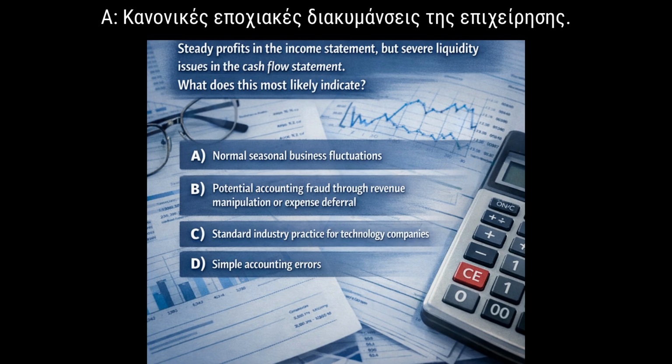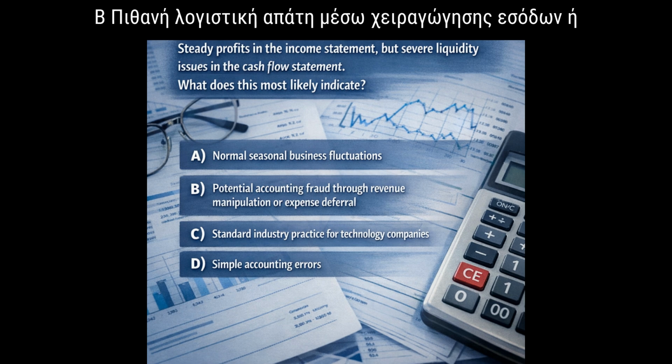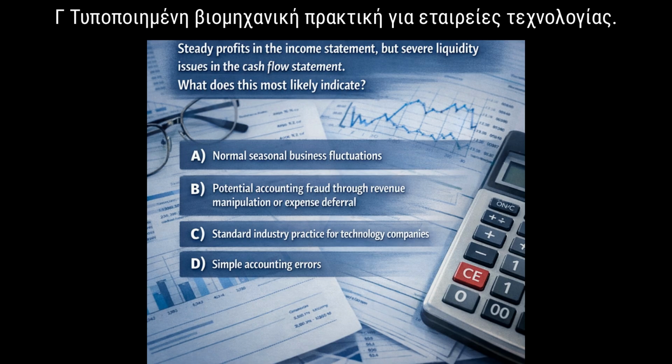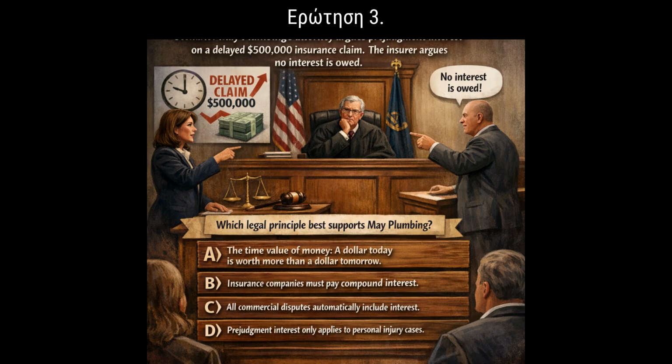A. Normal seasonal business fluctuations. B. Potential accounting fraud through revenue manipulation or expense deferral. C. Standard industry practice for technology companies. D. Simple accounting errors.